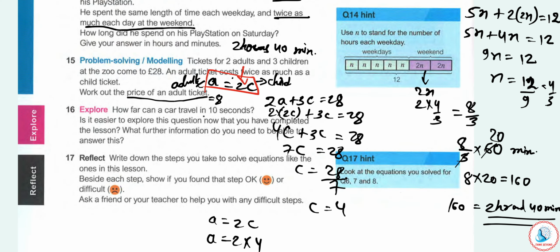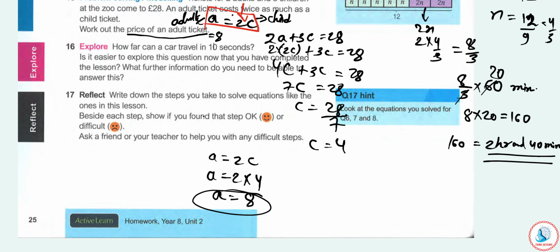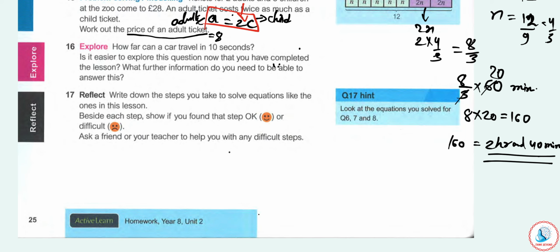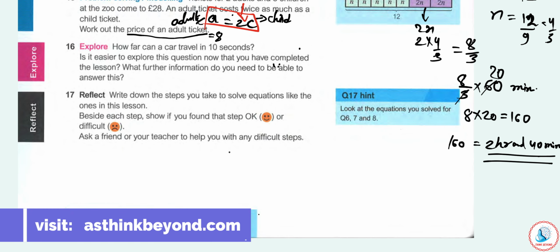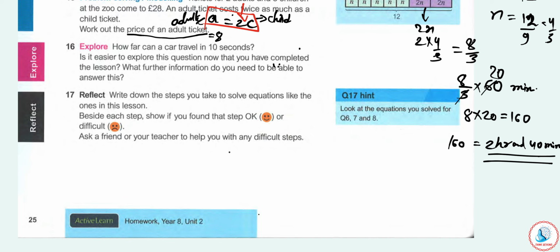Now question number 16 comes. It says, how far can a car travel in 10 seconds? Is it easier to explore this question now that you have completed the lesson? What further information do you need to be able to answer this? If you know the answer, you can type it in the comment section. And yes, I'm going to cover this question also.